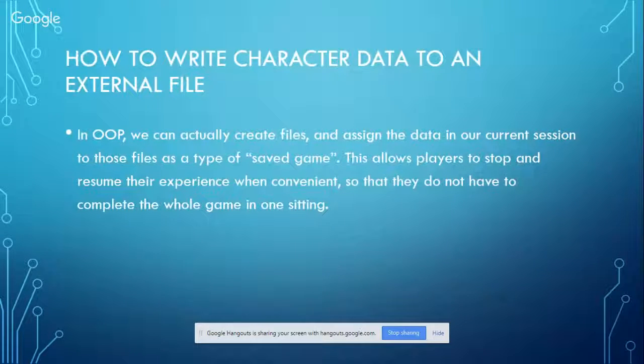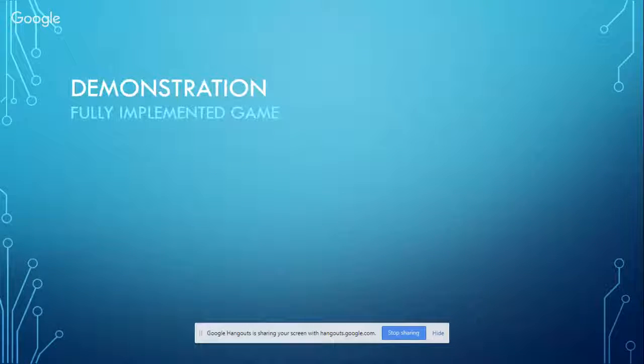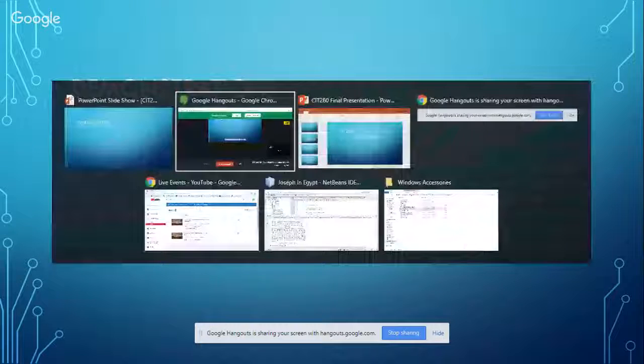So how to write character data to an external file. In object-oriented programming, we can actually create files and assign the data to those files as a type of saved game. This allows players to stop and resume their experience when convenient so that they do not have to complete the whole game in one sitting. I'm going to go ahead and jump over to our program to give a demonstration.